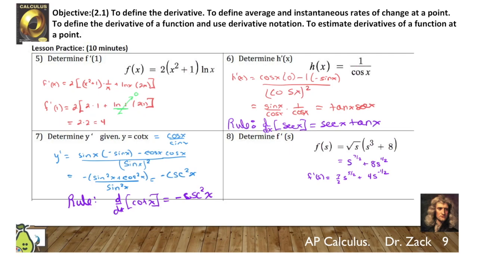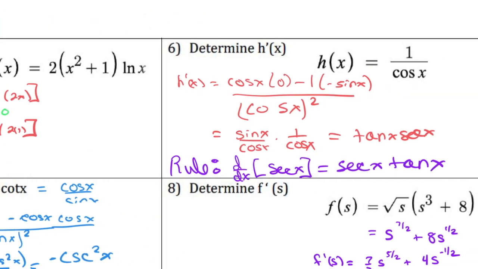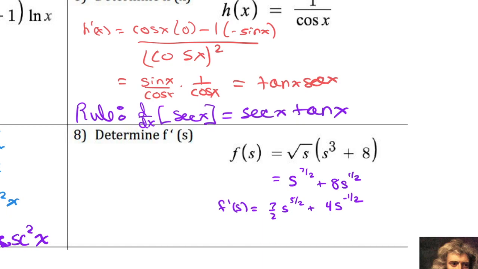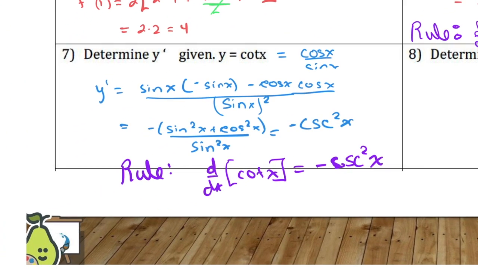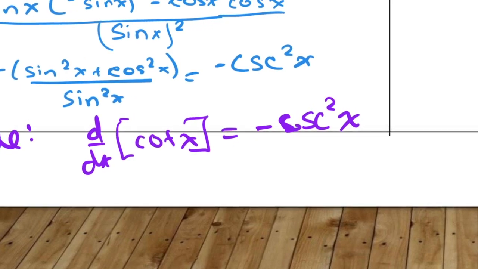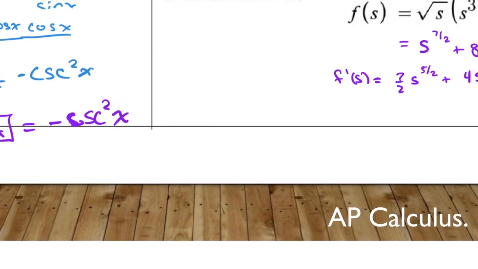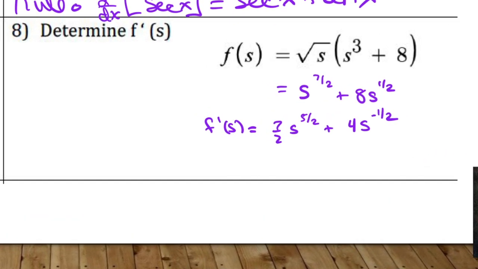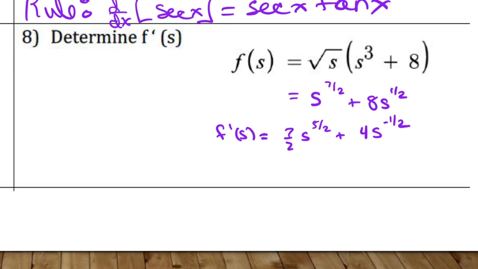I have a couple of reminders for you as you do questions numbers 5 through 8. The natural log of 1 goes to 0. For number 6, you came up with a rule, a new rule. The derivative of the secant is equal to the secant times the tangent. For number 7, you came up with another new rule. The derivative of the cotangent is the negative cosecant squared of x. And a reminder for number 8, algebra first. Do your algebra, then find your derivative.